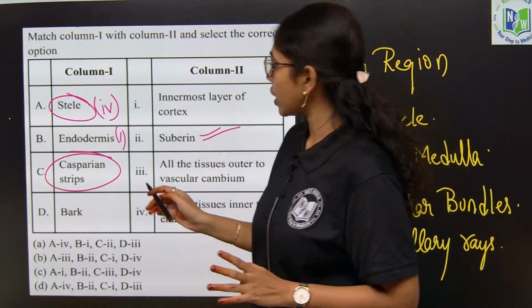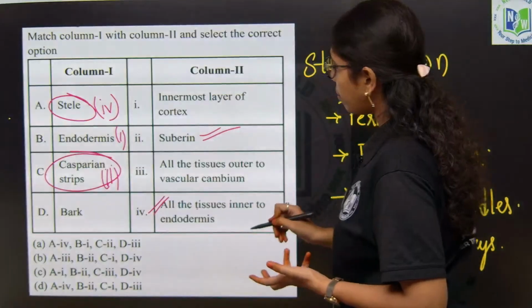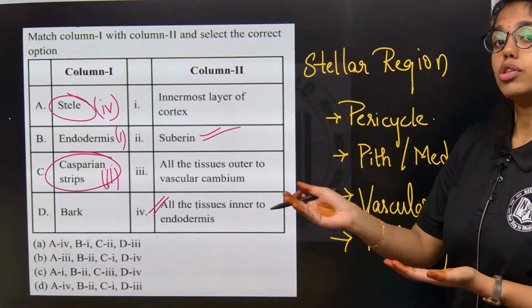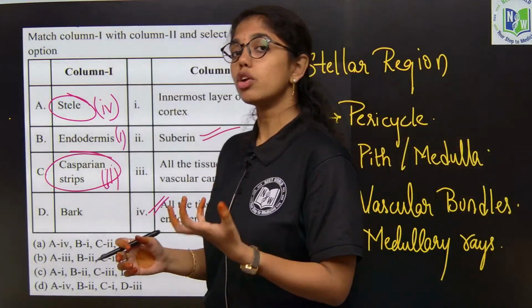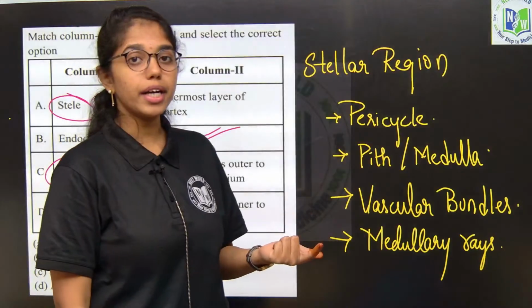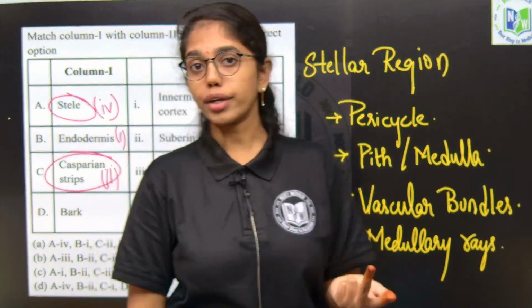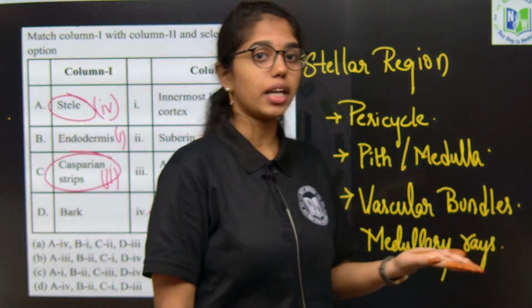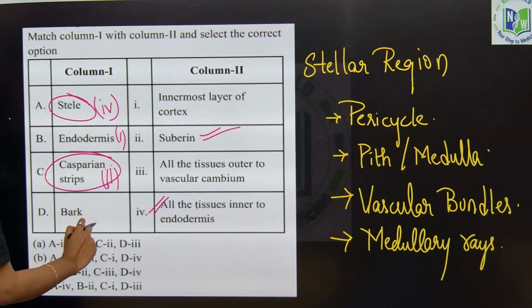Those depositions are suberin, which is option 2. Next, bark. Bark is all tissues outside the vascular cambium, which includes primary phloem, secondary phloem, and periderm. Periderm means what? It has phellem, that is cork tissue, phellogen, cork cambium, and phelloderm, secondary cortex. All these tissues come under what? Bark only, which is option 3.